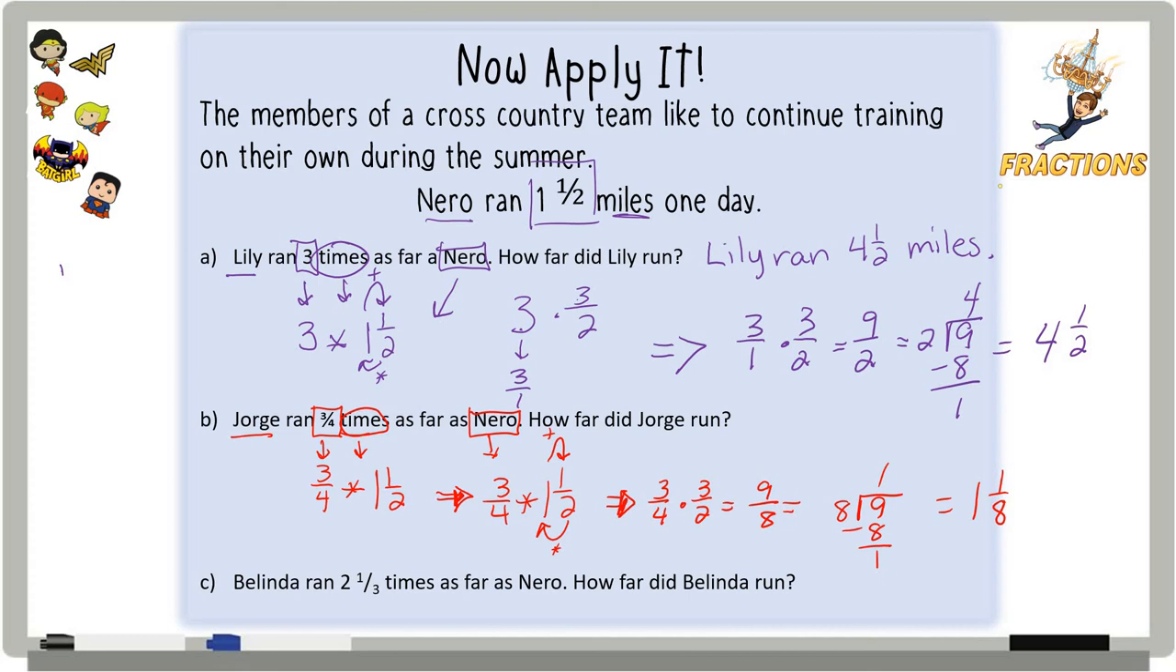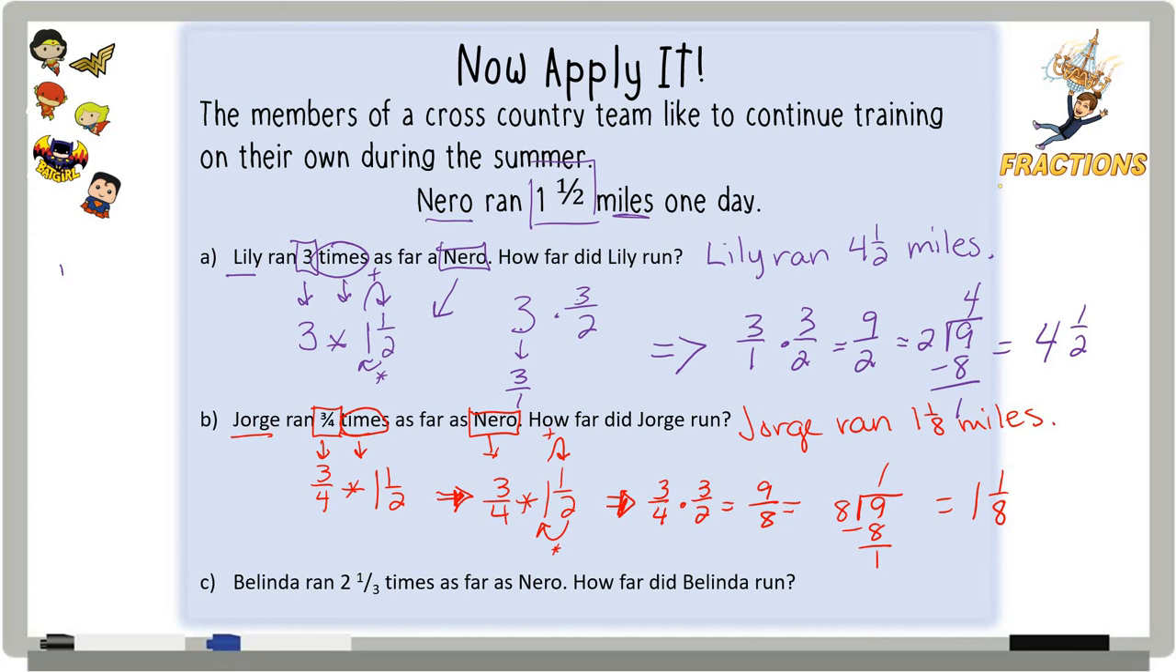1/8 is actually less than a half, because when you think of a pizza, if you cut it into 8 slices, 1 slice out of those 8 is going to be smaller than if you only cut it into halves. Okay, so here George ran 1 1/8 miles.